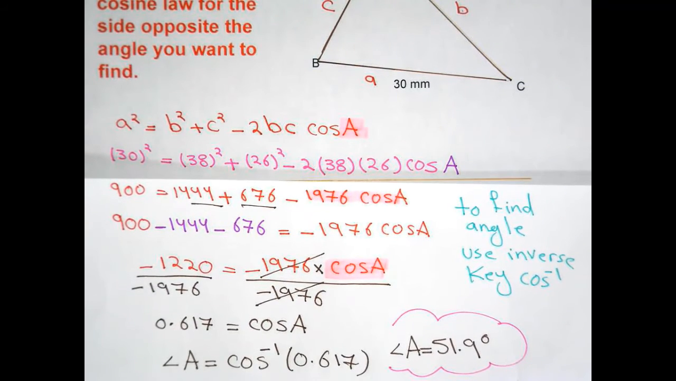As I said, it is a little bit complicated compared to when you find an unknown side. Finding an unknown angle is a little bit complicated. Make sure that you follow the steps properly in terms of order of operation. So let's do one more example here.